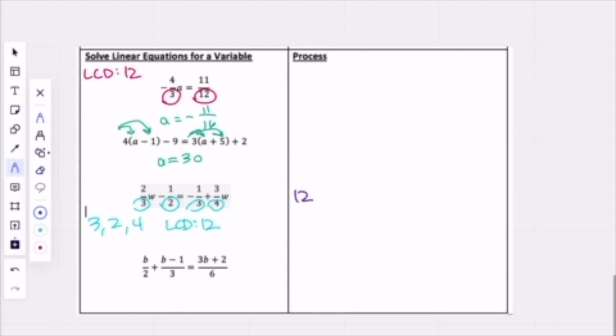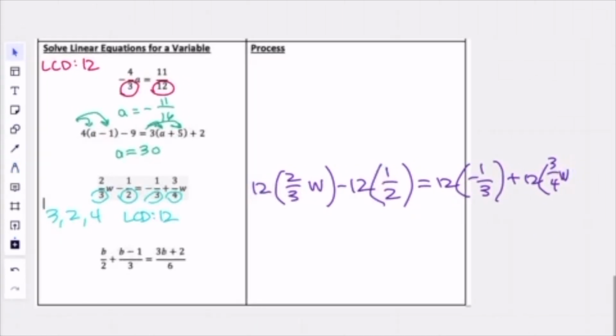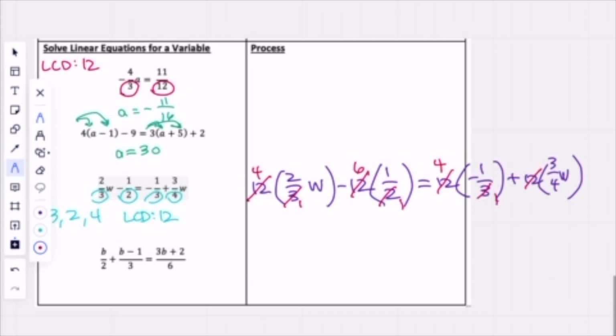So we're going to take 12 and multiply it by 2/3 w, 12 times 1/2, 12 times negative 1/3, and 12 times 3/4 w. All right, let's clean it up. 12 over 3 is the same as 4 over 1. 12 over 2 is the same as 6 over 1. 12 over 3 is again 4 over 1, and 12 over 4 is 3 over 1.